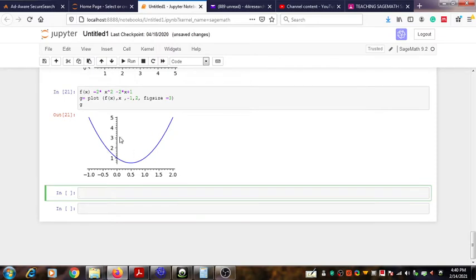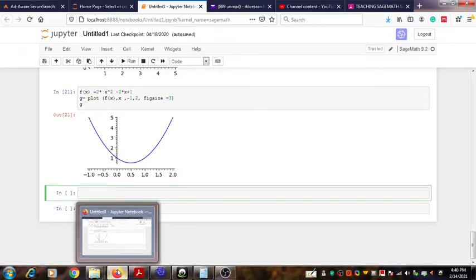We can see from the shape of that curve that as such, you cannot use it to define the inverse of the function. Okay.